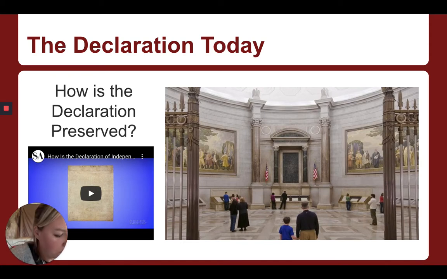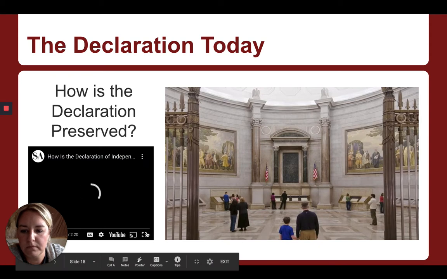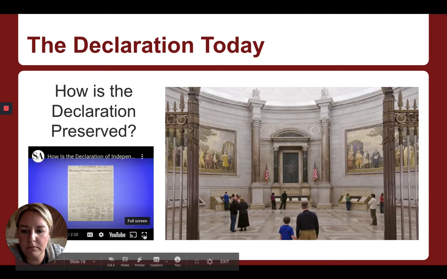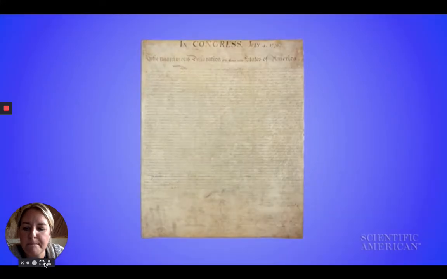All right. So now we get to the point here where we take a look at the Declaration today. And we're going to start by taking a look at how the Declaration is preserved. How is the Declaration of Independence protected from the elements, billions of visitors, and most of all, time?